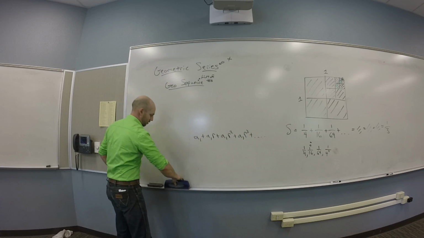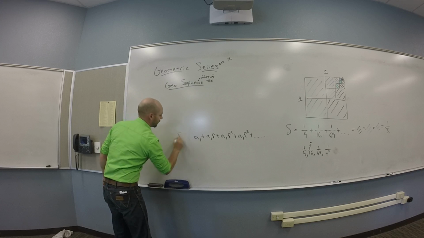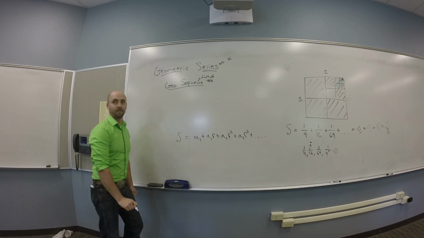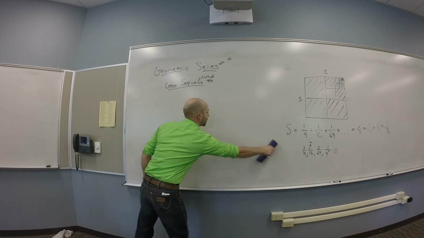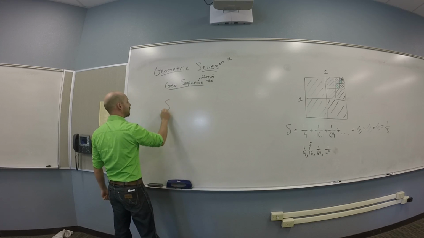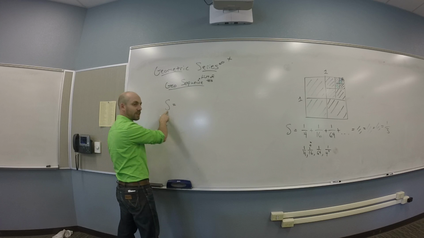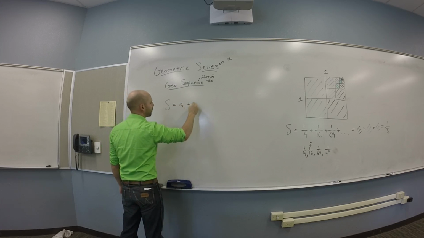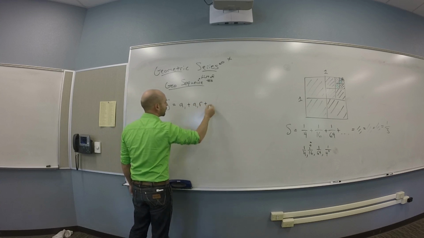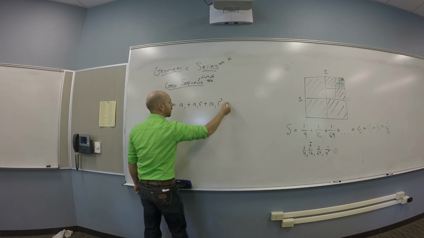Okay, so here's the thing. I have a geometric series that sums to something. I'm calling it S. That's A1 plus A1R plus A1R squared.